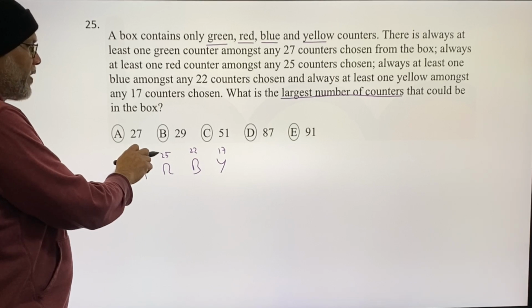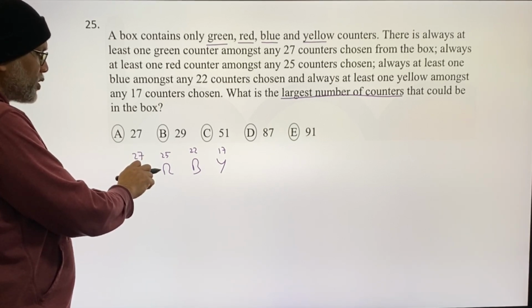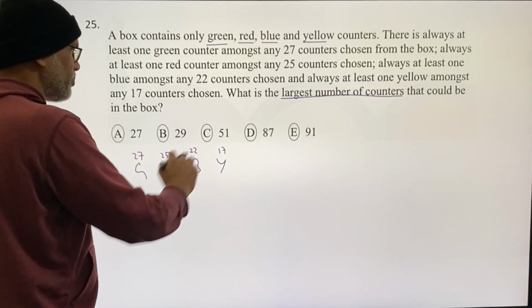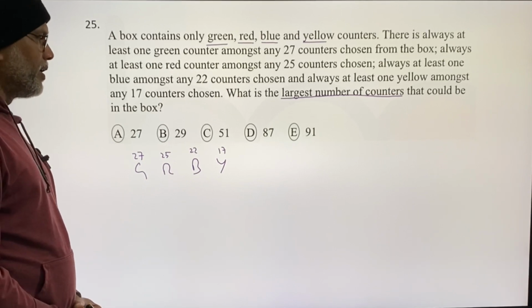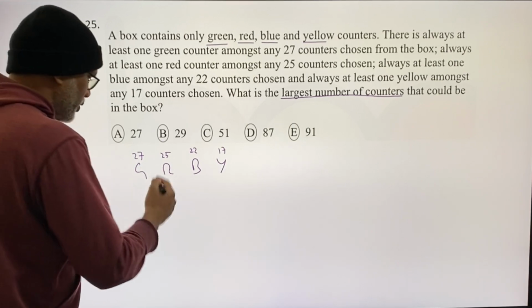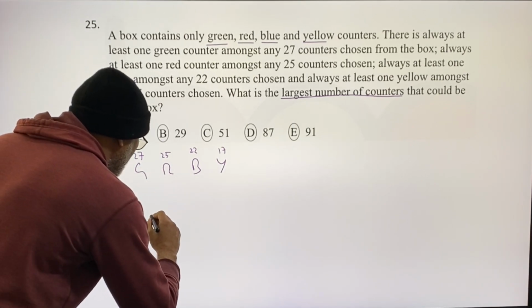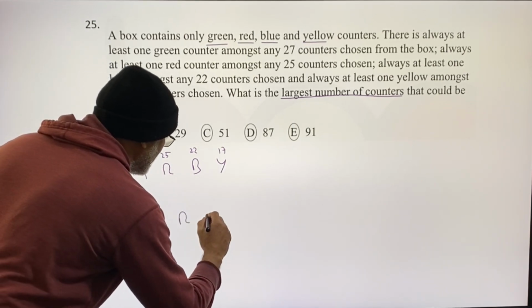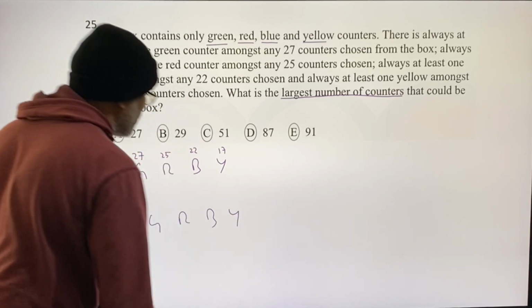If I choose 25 counters, I'm guaranteed to have at least one red. So I have just noted those numbers here. All right, so let's try to think about this. Let me write down the colors one more time: green, red, blue, and yellow.